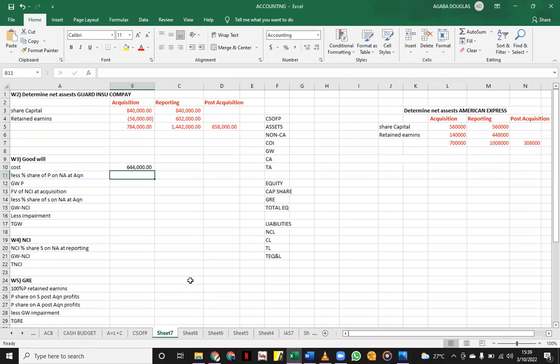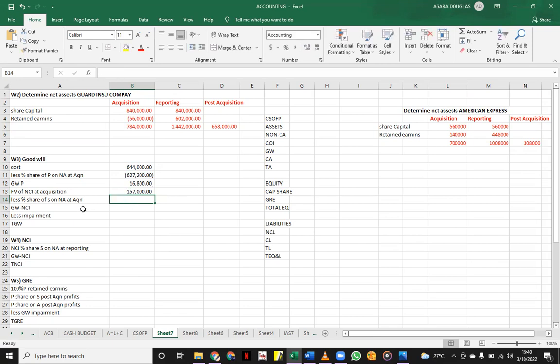644,000. Then we are going to less away the share of P on the net assets at acquisition. So we'll say 80% times what we got at acquisition. Because we are lessing, we'll put a comma here so that we have a negative. And then we will have the goodwill for the parent by saying this, take away that. And then we will have to find out the fair value of NCI at acquisition, which was told as 157,000.